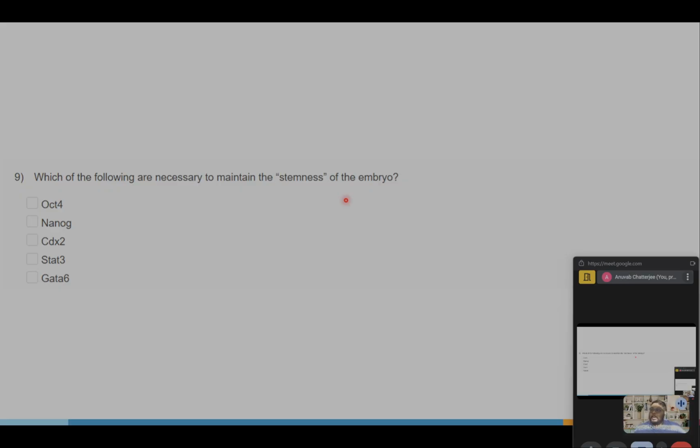So all our blastocyst cells are pluripotent. They can give rise to everything other than the extra embryonic tissue, such as the trophoblasts. And this is where our embryonic stem cells, that we hear a lot about in biology nowadays, come from. So which of the following genes are necessary to maintain the stemness of these cells? The options are OCT4, NANOG, CDX2, STAT3, or GATA6. This is obviously a more than one option correct question, so I will give you a moment to figure this out.